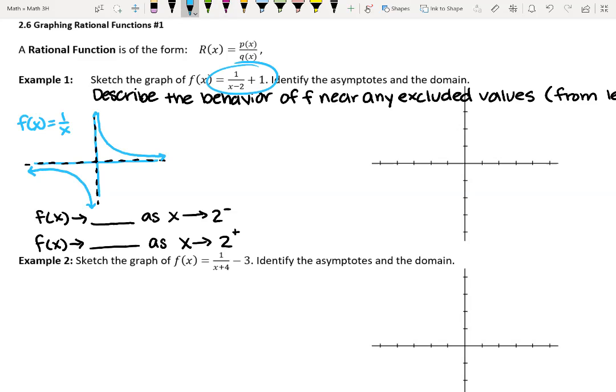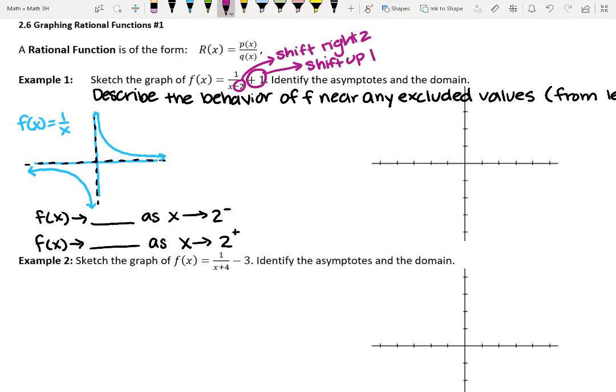This particular graph is not just 1 over x, it's 1 over x minus 2, and then plus 1. These were transformations. So the negative 2 is going to shift the entire graph to the right by 2. And then this plus 1 is going to be another shift, or a translation. It will shift the entire graph up by 1.